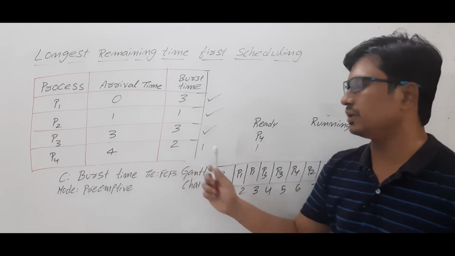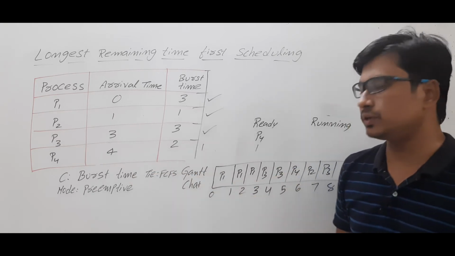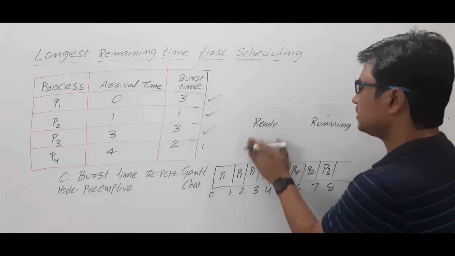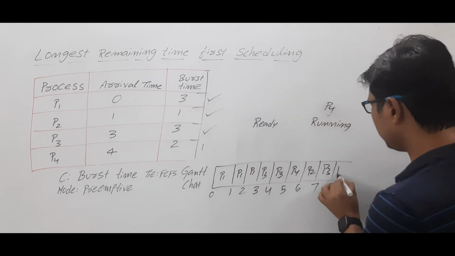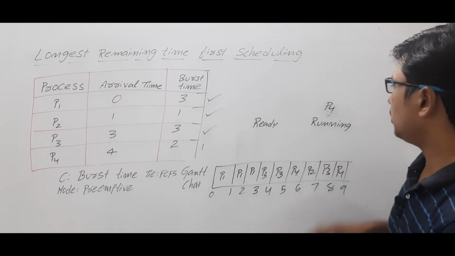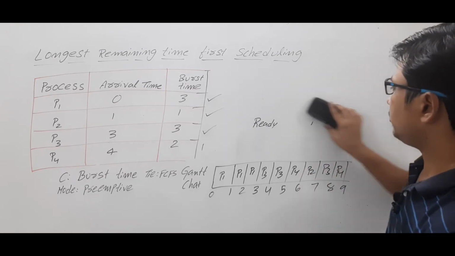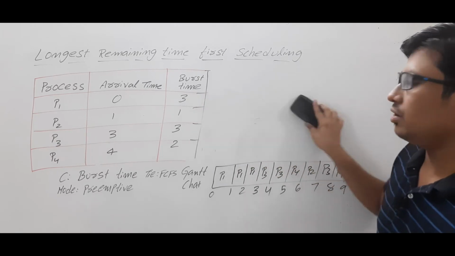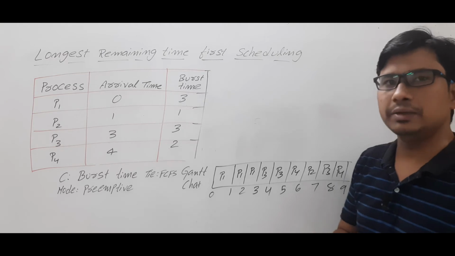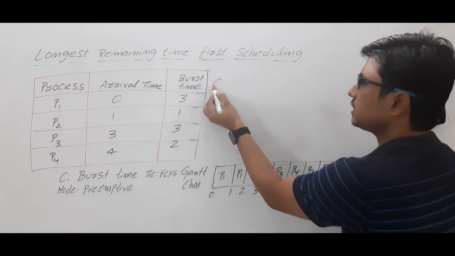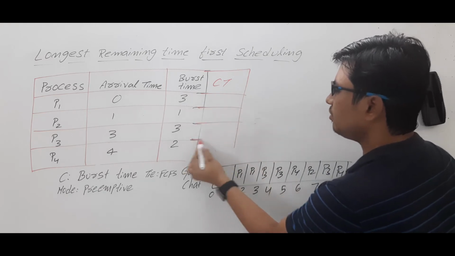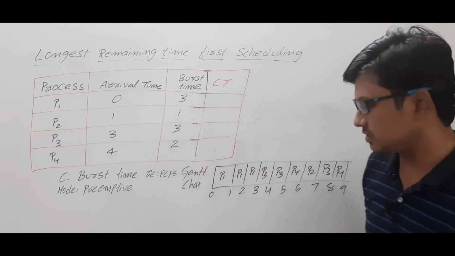Now process P4 needs one more unit of CPU time to complete its task. As only one process is there in the ready state, it will be dispatched and it will be executed until 9 units of time. So we got the completion time of all the processes. Once we have it, we can easily compute the turnaround time, waiting time, response time, average turnaround time, and average waiting time. First let me find the completion time of each process.